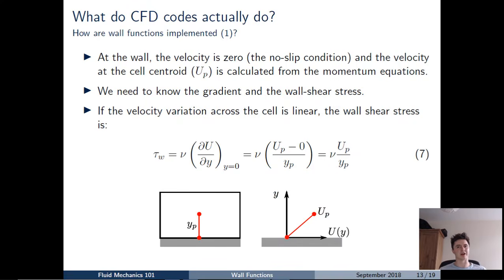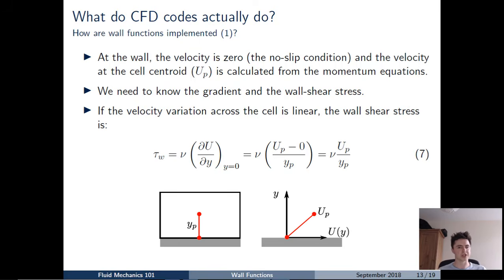So now we've had a bit of background, now we're actually going to dive into what the CFD codes actually do behind the scenes. And this does take a little bit of thinking about. In the diagram on the left, you can see we've got a typical cell with the height of the centroid yp normal to the wall. Now, what we need to think about is that the velocity at the wall is 0, the no slip condition, and we actually know the velocity at the cell centroid as well, which we're going to call up here. So we know the velocity at the wall and we know the velocity in the cell centroid.